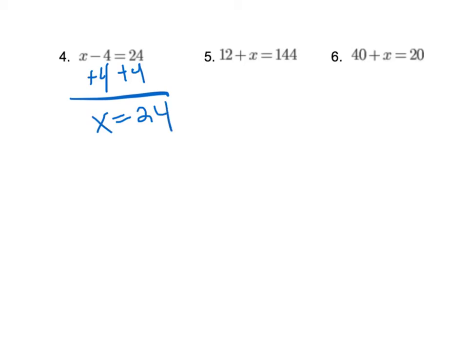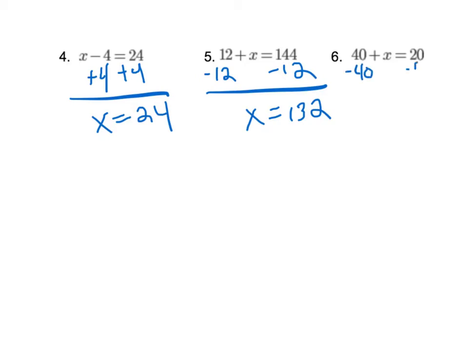12 plus x equals 144. Okay, 12 is positive and it's on the same side as x. And it's connected with addition. So here we want to do the opposite of positive 12, which is negative 12 to both sides. X equals 132. And here 40 plus x equals 20, minus 40, minus 40. X equals negative 20.